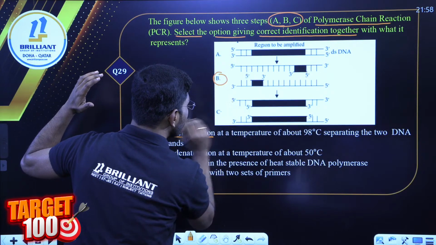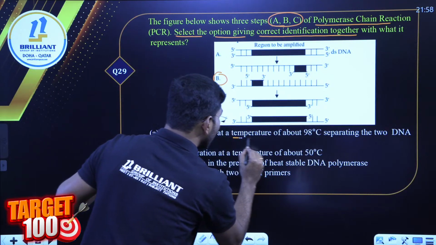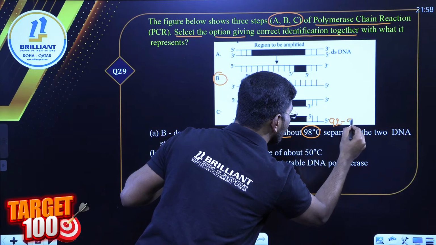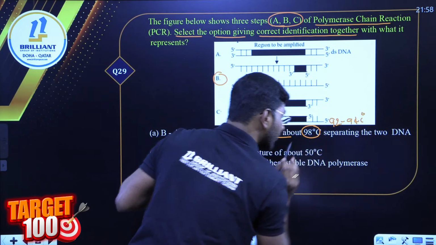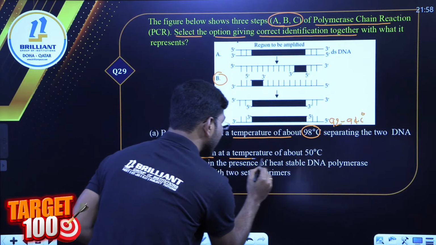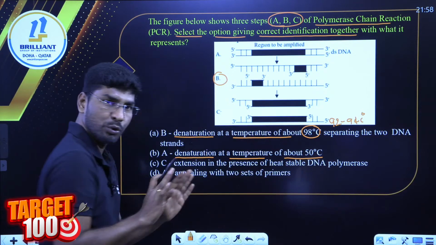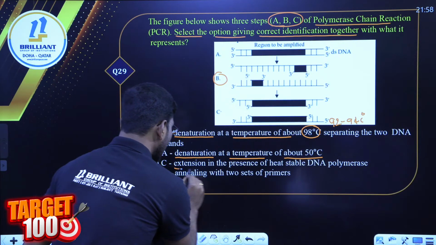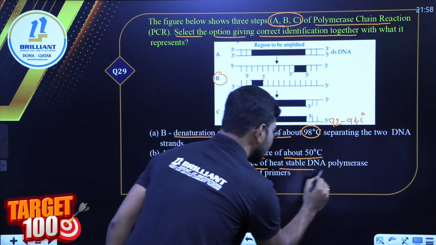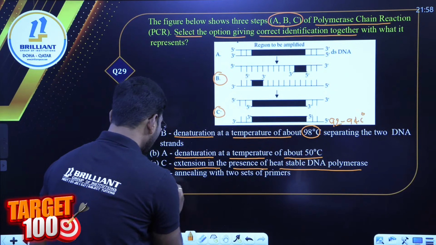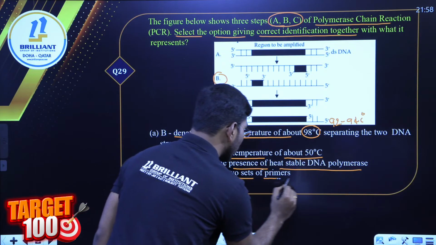B is denaturation. Where is B? B is here. B is not denaturation. Let me read: at the temperature of 98, no, denaturation takes place at 92 to 94 degrees Celsius. Keep aside, wrong. A, denaturation at a temperature of 50 degrees Celsius. No, A is denaturation but not at 50 degrees. C, extension in the presence of heat stable DNA polymerase. What is C? This one is C. A, annealing with 2 sets of primers.